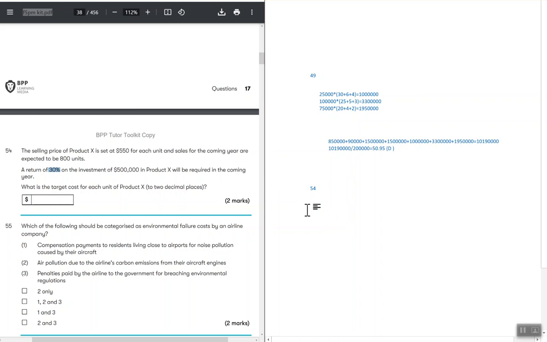Okay, if our investment is 500,000 and we want return on investment to be 30%, that would become 150,000 profit or return. And we are selling 800 units. Dividing that by 800 units, it will give us profit per unit. If we are selling the product at 550 and we want to earn profit of 187.50, our target cost would be 362.5. They said up to 2 decimal places, so you will write 362.50.